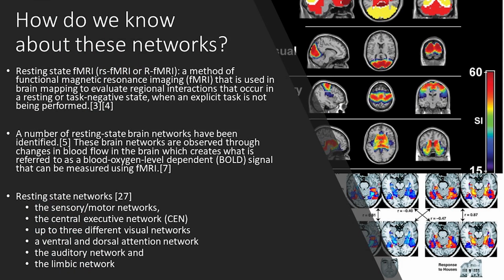Now, how do we know about these networks? In simple terms, it comes from functional magnetic resonance imaging scans of brains that are undergoing a task or at rest and looking at the corresponding fields of localized neuronal activity with groups or networks in the brain.